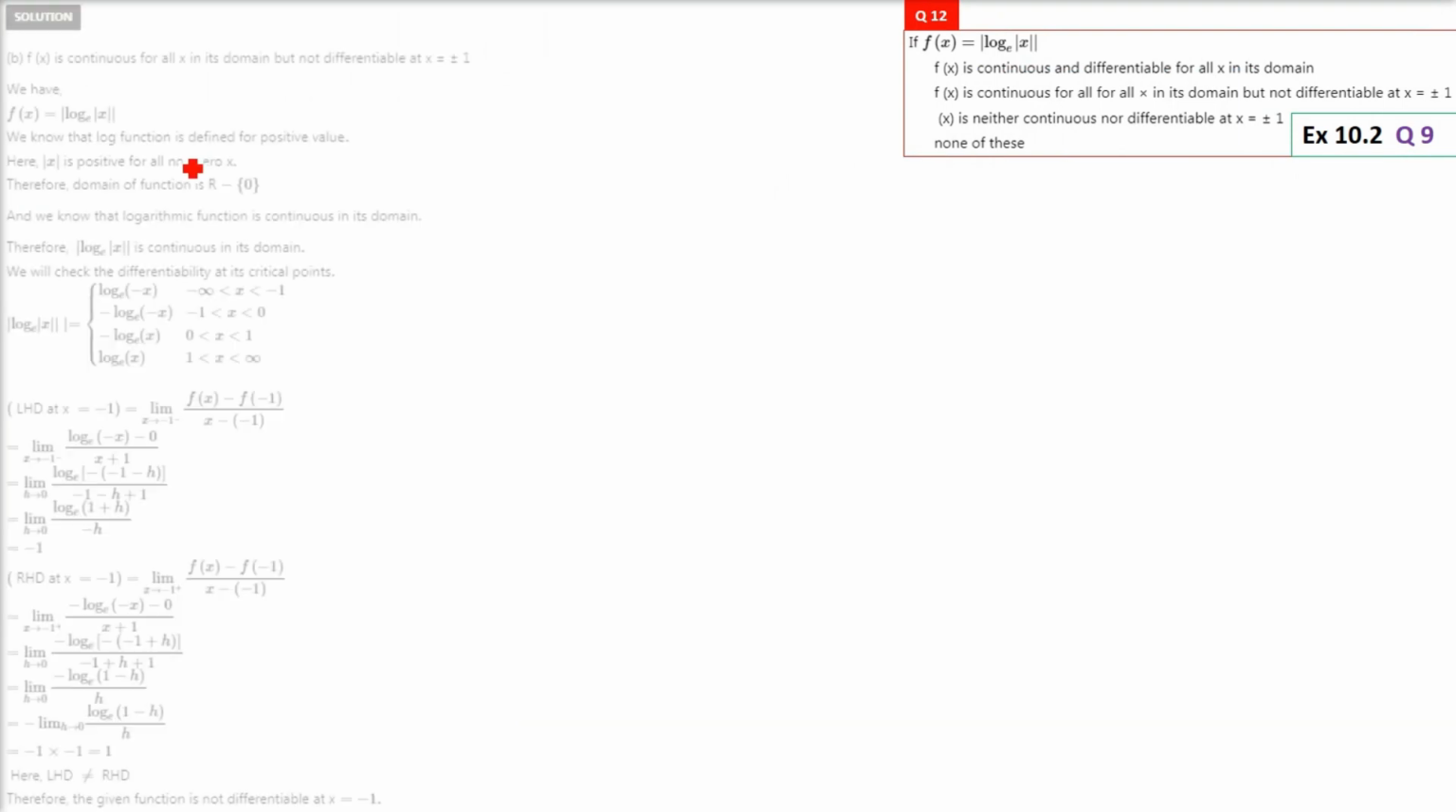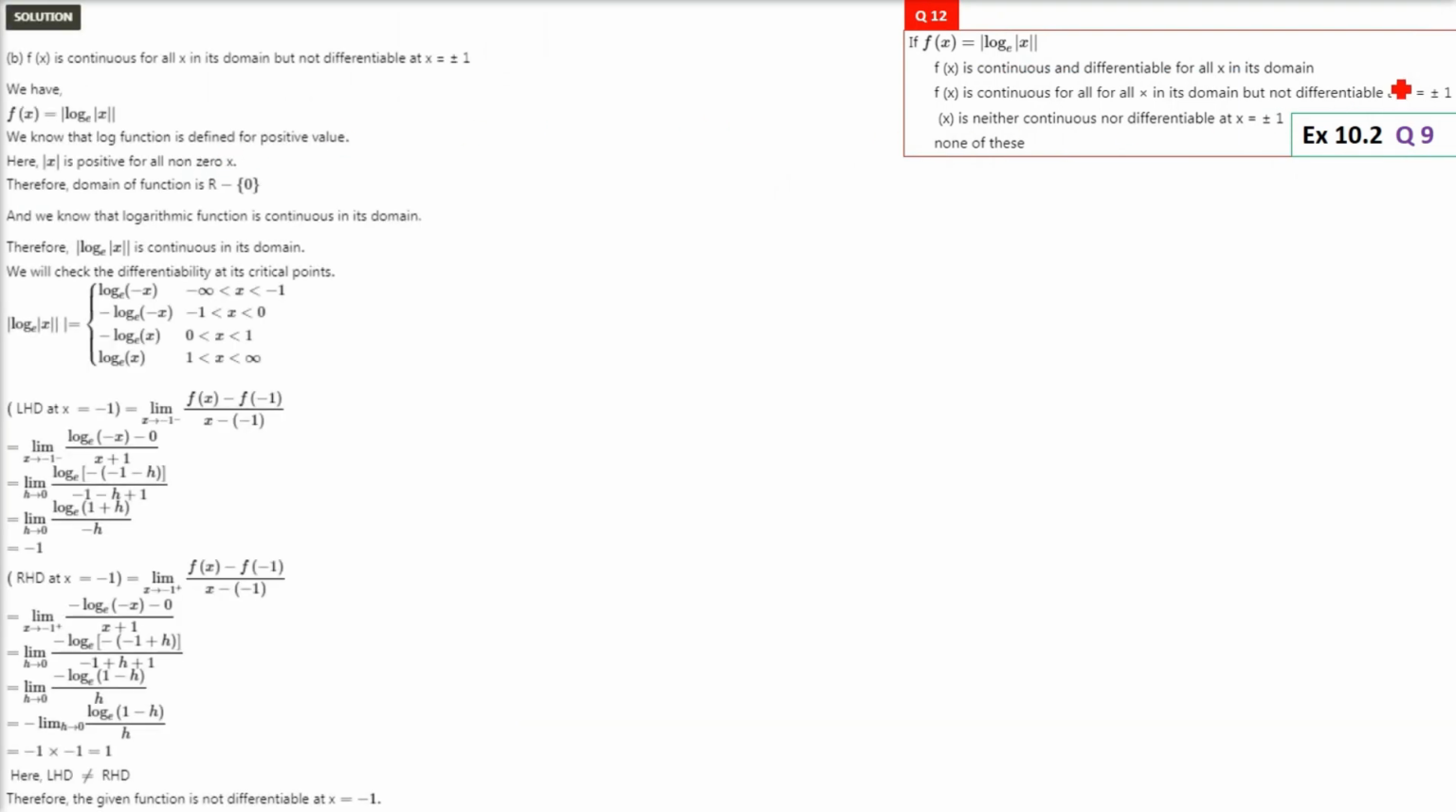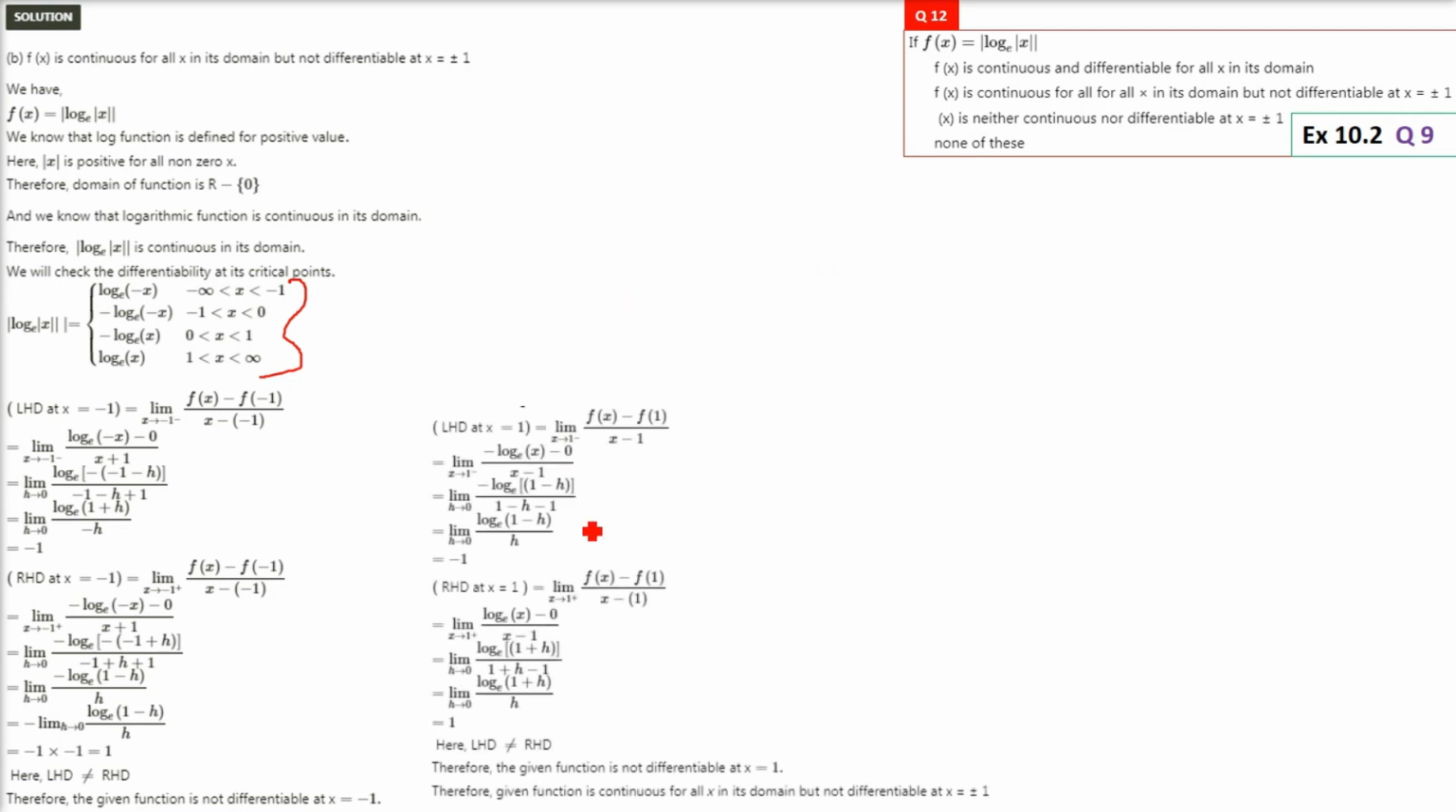Okay, this question again, it has taken us more than 15 minutes to discuss. In question number 9 of exercise 10.2, I'll give you the link of the whole playlist. I would request you to please refer to the 10.2 question, because we have discussed in great detail how this log x, log modulus x and modulus of log x unfold.